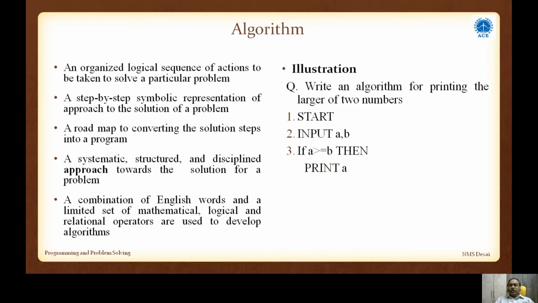Next. The if condition always evaluates to true or false. If it is true, print A. Then else. So if then else is a pair. If then is one pair. If there is a second statement to be done after the if condition fails, then we use else. Otherwise, we don't use it. It's purely dependent on the nature of the output we are taking. So print B. Is it over? There is one last statement to be written. What is that?